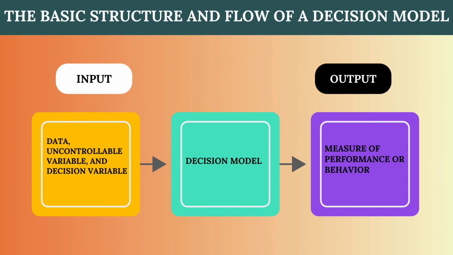Now, let us focus on the structure of a decision model. This image illustrates the basic structure and flow of a decision model. A decision model is a tool used to analyze and support decision-making processes. The image is divided into three main components. They are input, decision model, and then output.